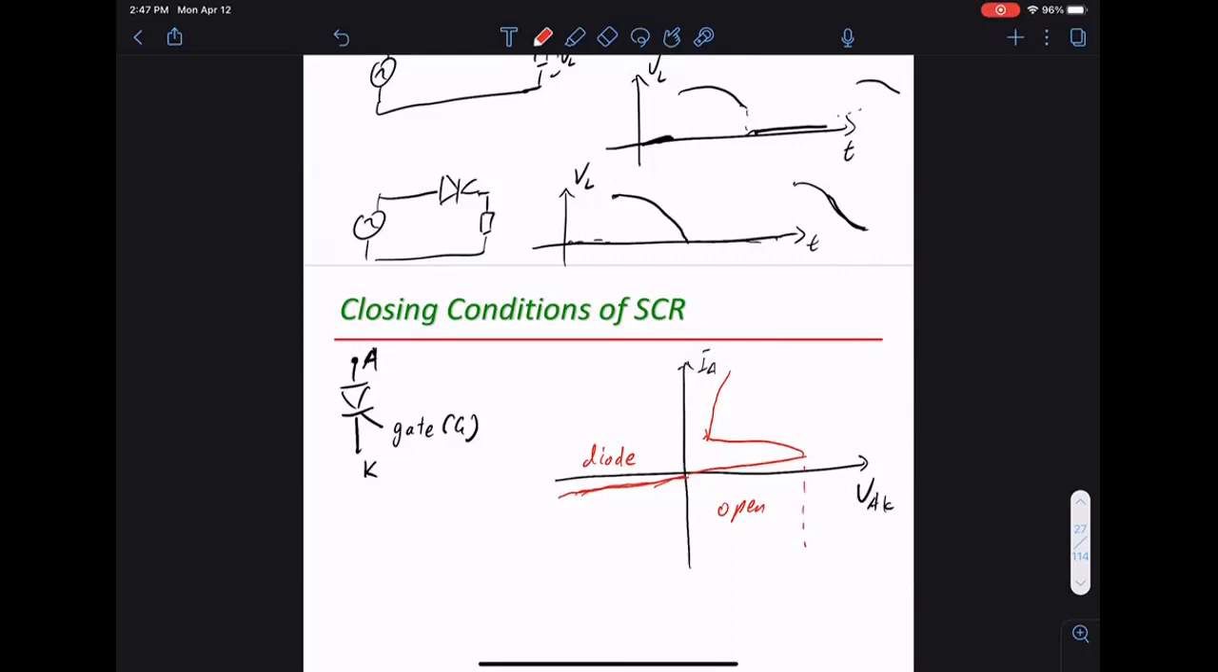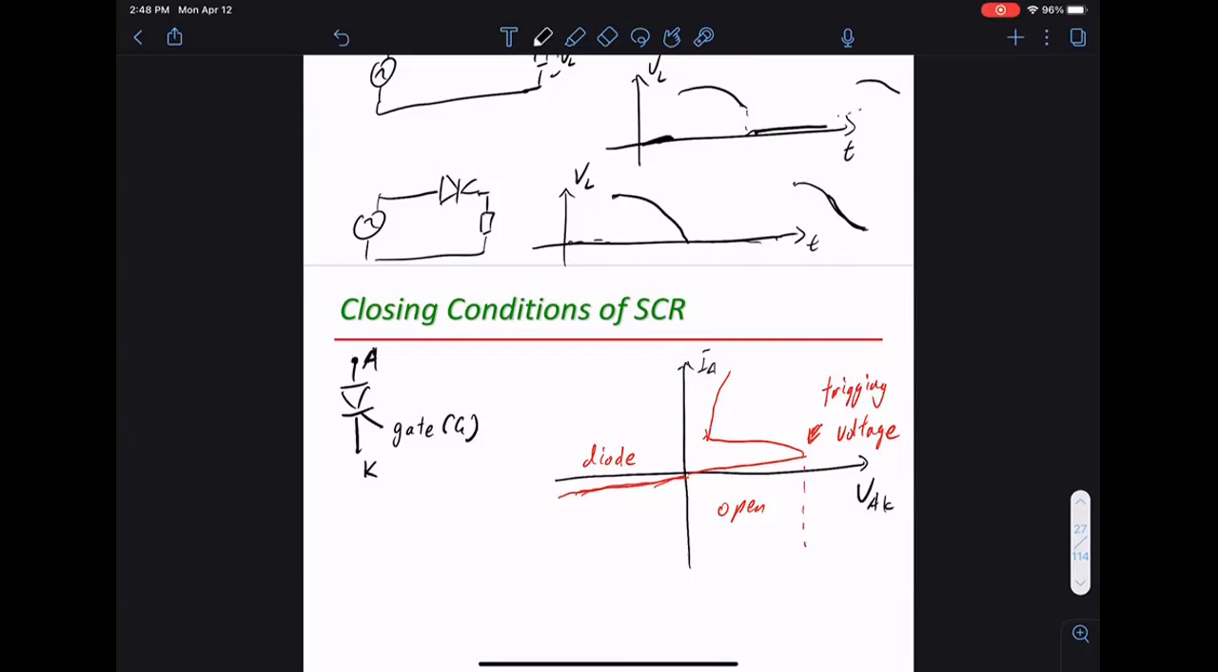But once you hit a triggering voltage, suddenly the switch is on, and it becomes a conductor, a closed switch, a wire. So operationally, you're trying to hit the gate such that once the voltage is large enough, you put a current pulse into the gate, and then this diode becomes a wire.